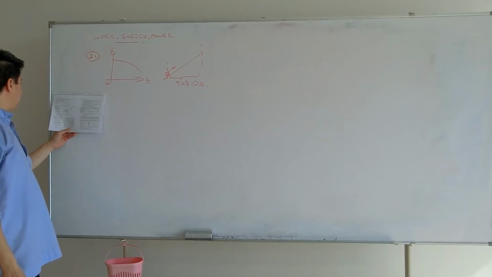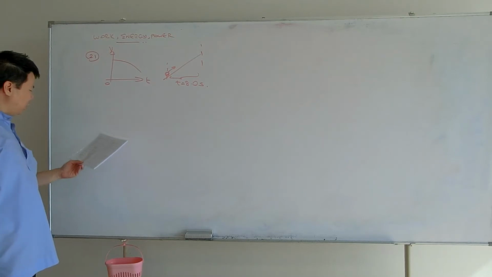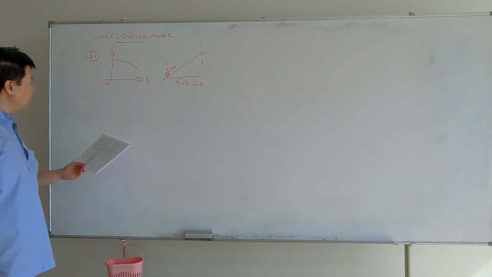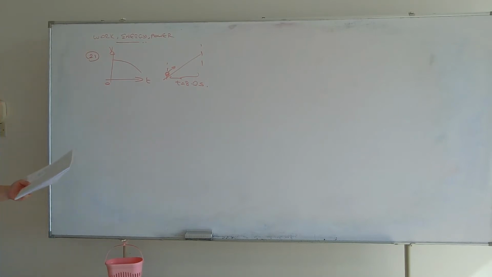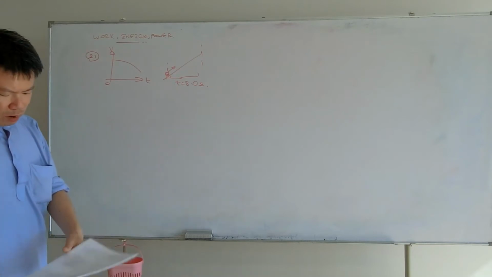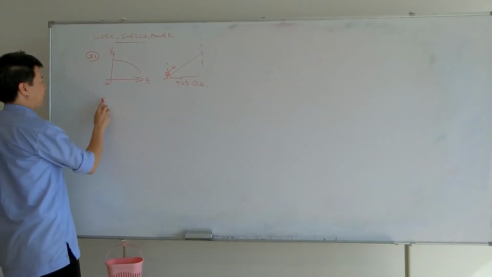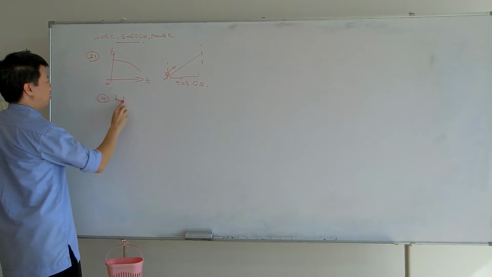The variation with time t of the speed v of the cyclist is shown in the figure. Use the figure to determine the total distance moved up the slope. You got a v-t graph. You have to find the total distance moved up the slope. So in this question, A, total distance.